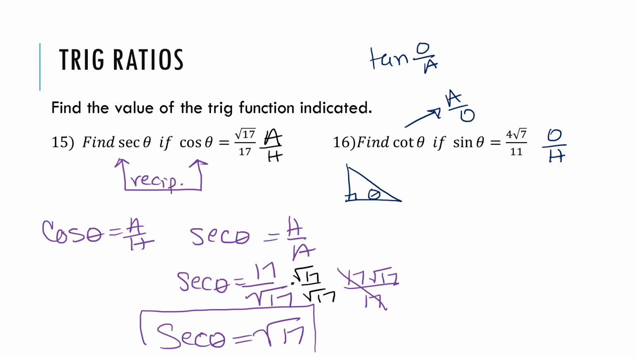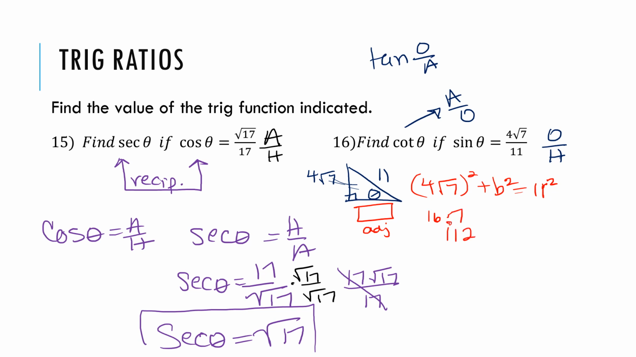Sine is the opposite, so 4 square root 7 is opposite of theta over the hypotenuse, which is across from, or opposite of, 90 degrees. We do need to do Pythagorean theorem to solve for the length of the adjacent side. So 4 square root 7, that quantity squared, plus b squared equals 11 squared. 4 squared is 16, the square root of 7 squared is 7, and when I multiply those two values together, I get 112. 112 plus b squared equals 121, so b squared equals 9, and b equals 3.